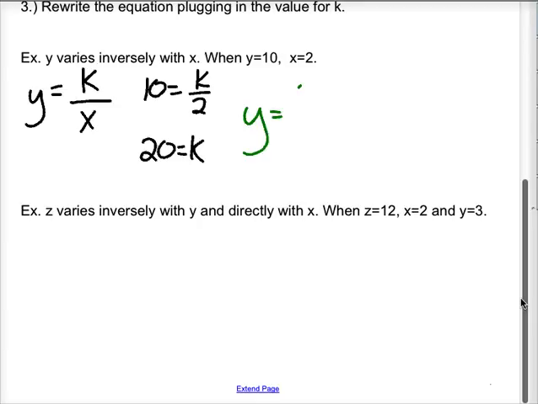So if k is 20, that means I can write my equation like that. And then that is actually going to be my answer. The answer is the equation. All right? So the important thing is to make sure that you make the skeleton of the equation, find k, and then put k back in. All right?